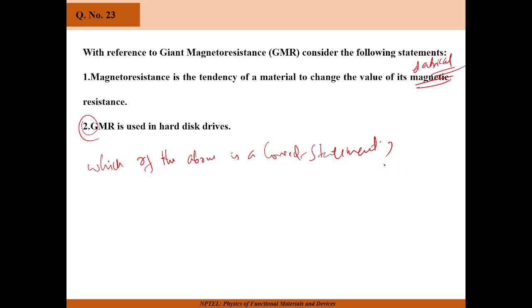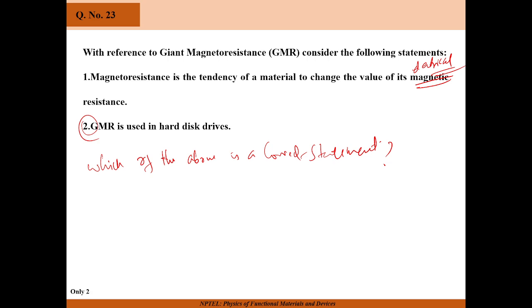With reference to GMR, consider the following statements. Magnetic resistance is the tendency of a material to change the value of magnetic resistance. GMR is used in hard disk drives. The correct option is option 2 only, because it doesn't change the magnetic resistance, it basically changes the electrical resistance of the material.